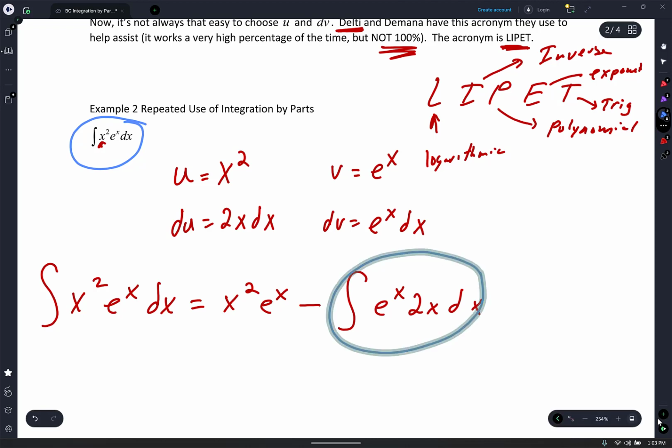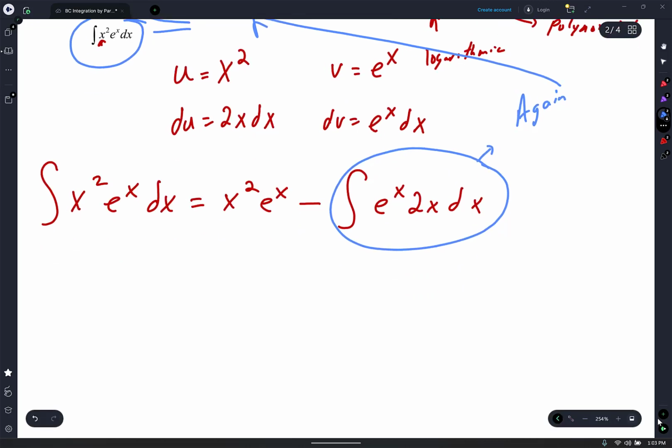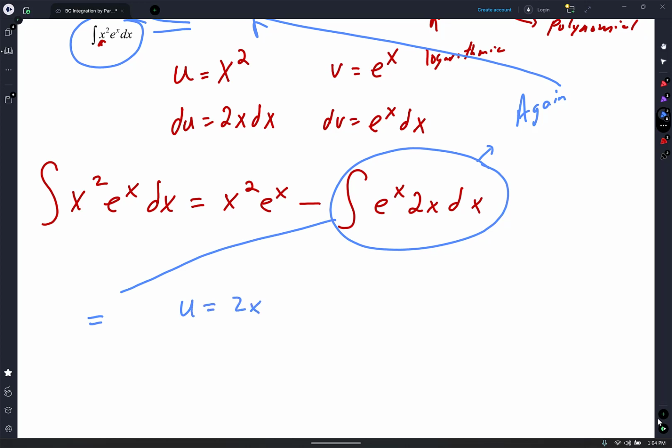So we're going to do u substitution again. We're going to do integration by parts again. So I'm going to circle this and say again, integration by parts. That's why it says repeated. So I'm doing that in blue. Notice I'm color coding it here. My u is going to be 2x. So du is going to be 2 dx. V. Say it again.